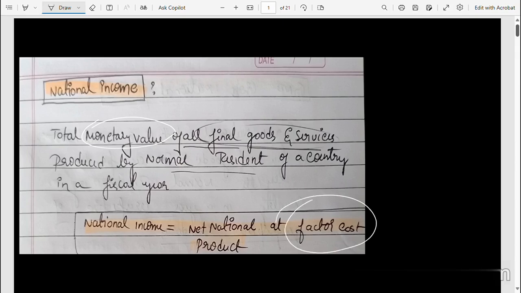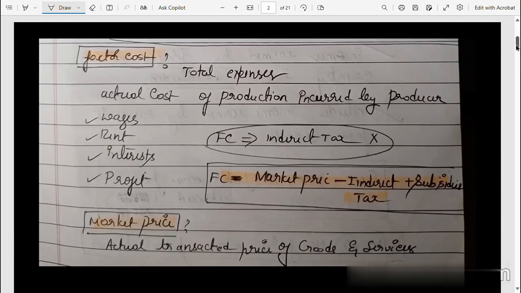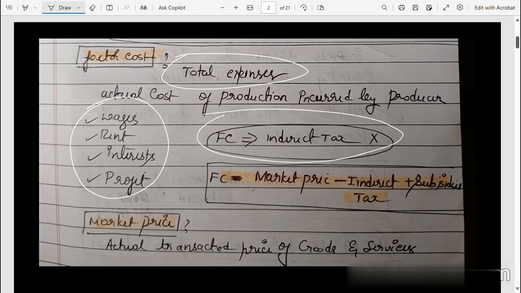So let us see what a factor cost is now. Factor cost is nothing but the total expenses. It might be, as I said, what we do on a daily basis: the wages we get, the rent, the interest we pay to the bank, etc., the profits we earn. All these are called the factor cost. But one thing to remember here: the factor cost does not involve indirect tax, only direct tax is included. So the formula is as follows: factor cost is equal to market price minus indirect tax plus subsidies.